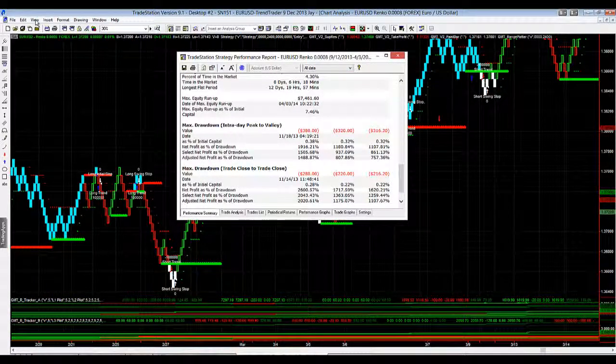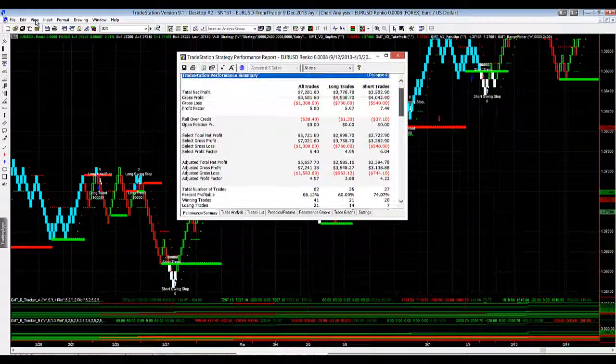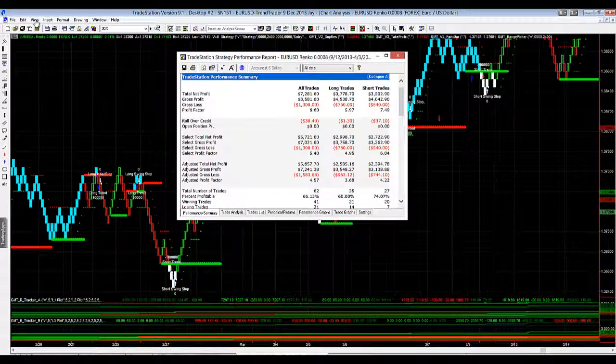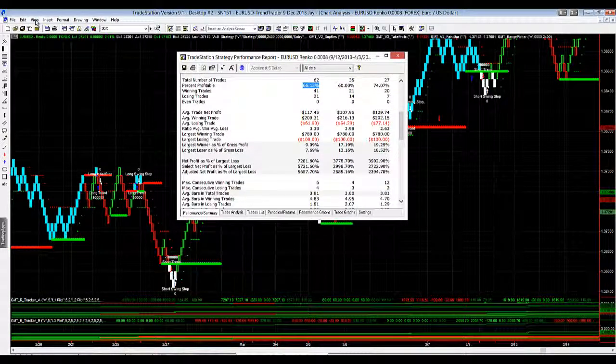It's got a very low drawdown, 280. The average trade net profit is a massive 117, so the ratio of average win to loss is 3.38, which is huge. The overall net profit on this one for the last couple of months is 7281, so that's fantastic. Good distribution between longs and shorts, we like that. That's a nice balanced strategy. And the win rate is 66% overall, which is really good. So traders, that's a quick recap of SN 151 Euro US dollar trading the Renko on the Trend Trader.